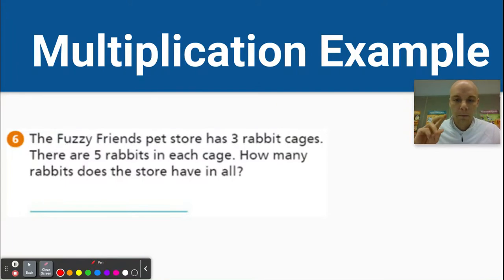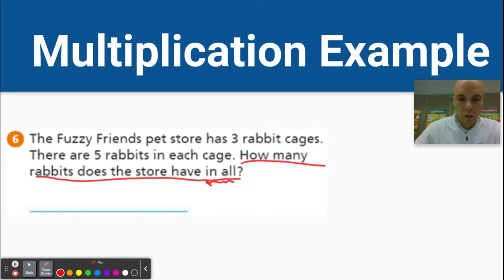Read it once. Let's read it again for that one step further, and then underline, circle, and squiggle. The Fuzzy Friends pet store has 3 rabbit cages. There are 5 rabbits in each cage. How many rabbits does the store have in all? Ooh, I'm going to squiggle line that in all. I'm also going to underline the burning question: how many rabbits does the store have in all?